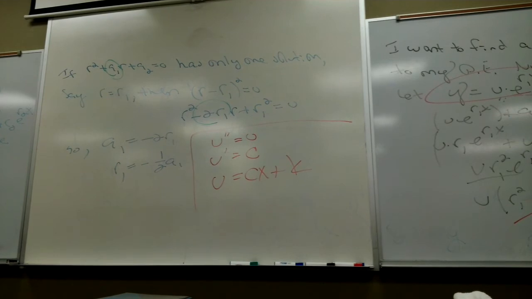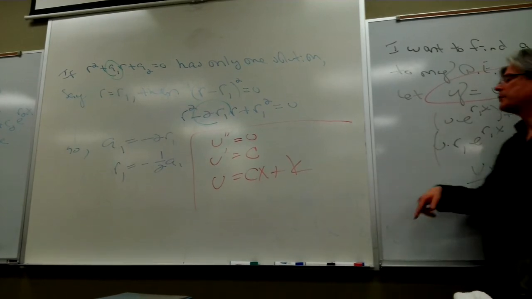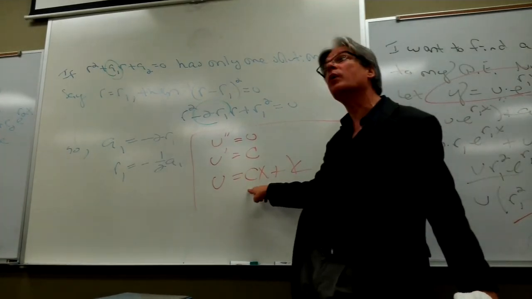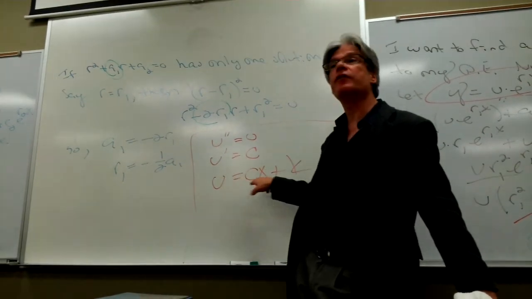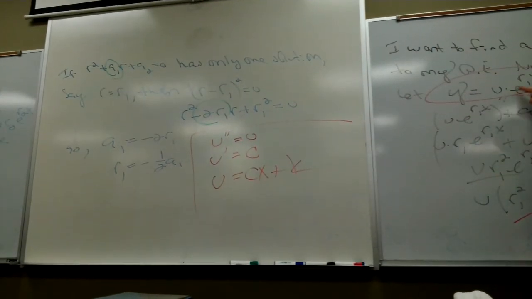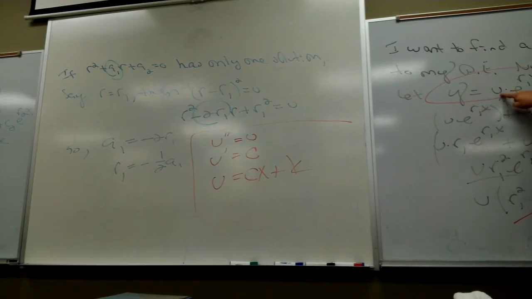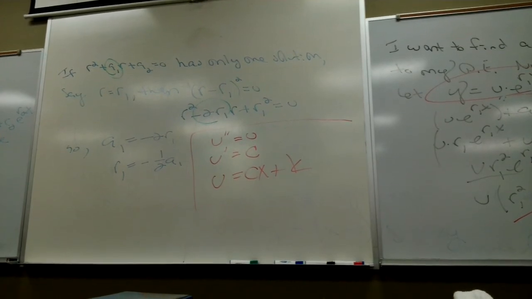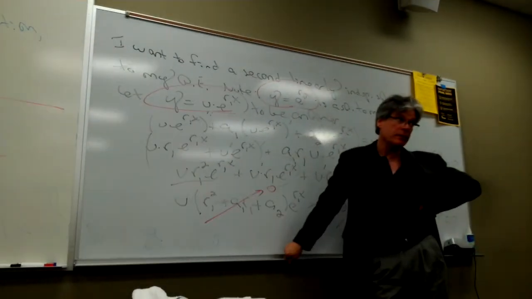However, you guys check out what would happen if I allowed K to be 0 and C to be 1. That means my u function is just x. Pick it up off the board. Slap it in right here. I think another solution to the differential equation will be x times e to the r1x. And clearly, x e to the r1x is linearly independent from just e to the r1x.